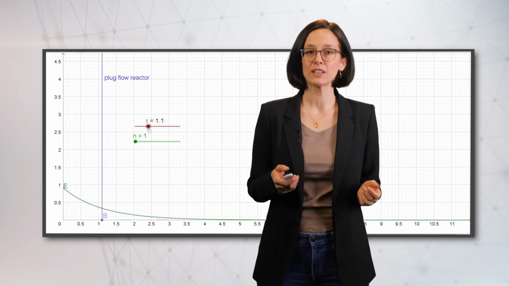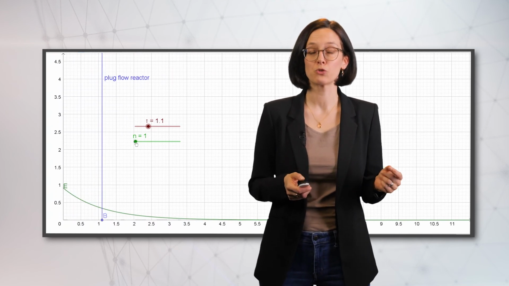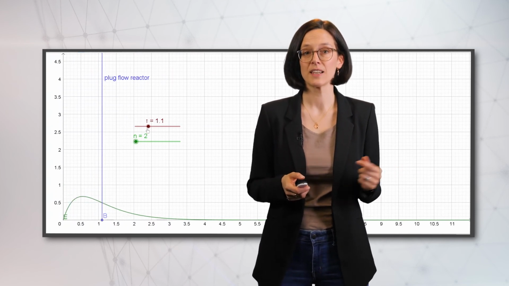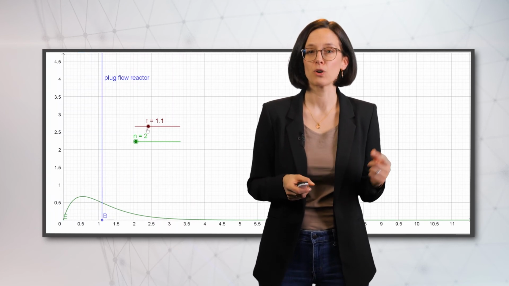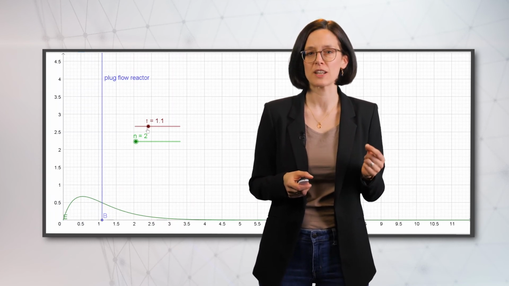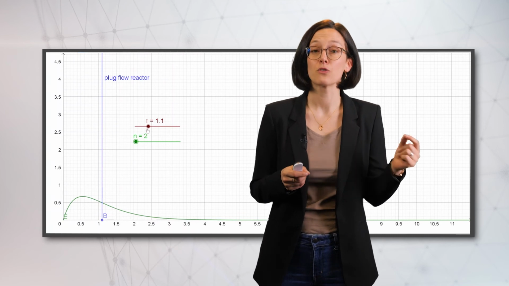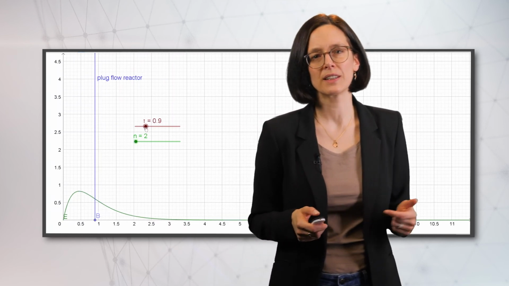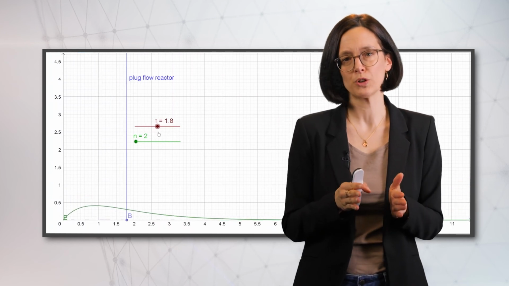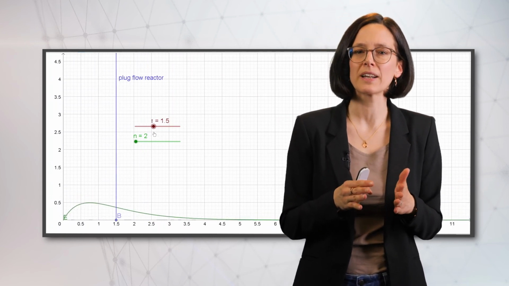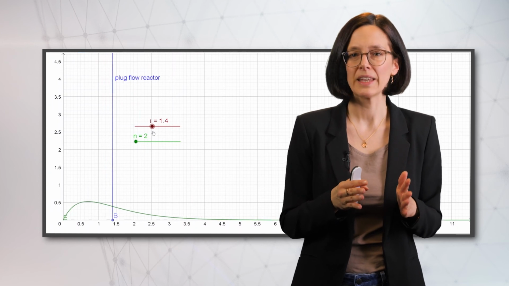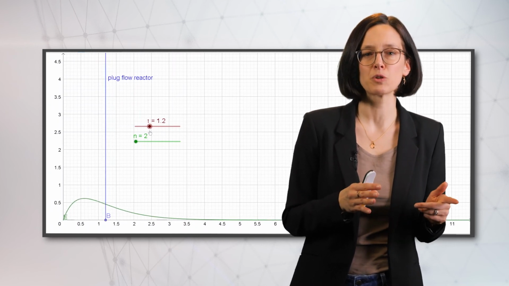If now I increase n to 2, meaning we have 2 continuously stirred tanks in our cascade, the shape of the exit age distribution changes tremendously, as we have already observed. If I increase or decrease tau, you see that the distribution narrows with smaller tau and tends to look more like the plug flow response. Increasing tau makes the distribution E of t flatter.